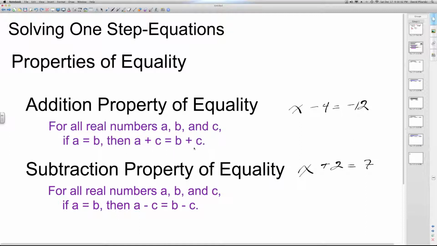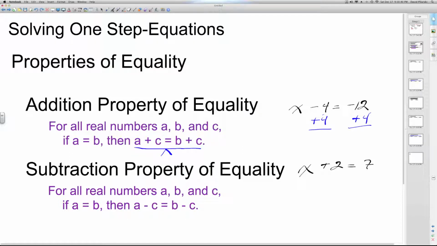If you imagine this as a seesaw, if it's a little seesaw, whatever you do to the A, you also have to do to the B to maintain that balance, that equality, if you will. If we take a look at this little example here, x minus 4 is equal to negative 12. To solve this equation, we're going to use the addition property of equality. The reason we're going to use addition is the variable has 4 being subtracted from it, and the opposite of subtracting 4 is adding 4. So here we'll add 4 to both sides.